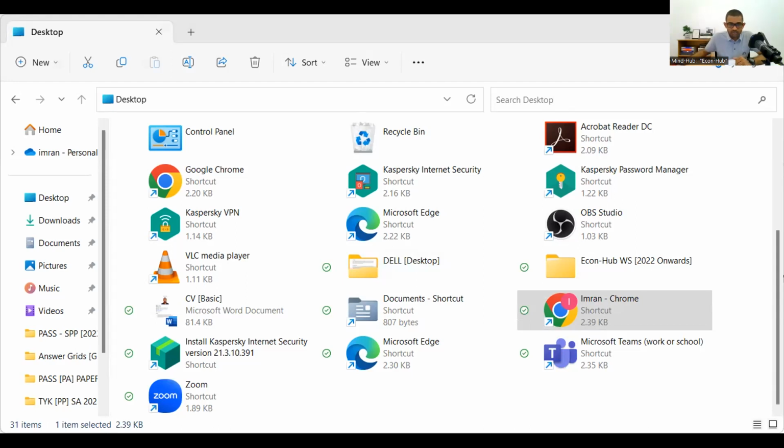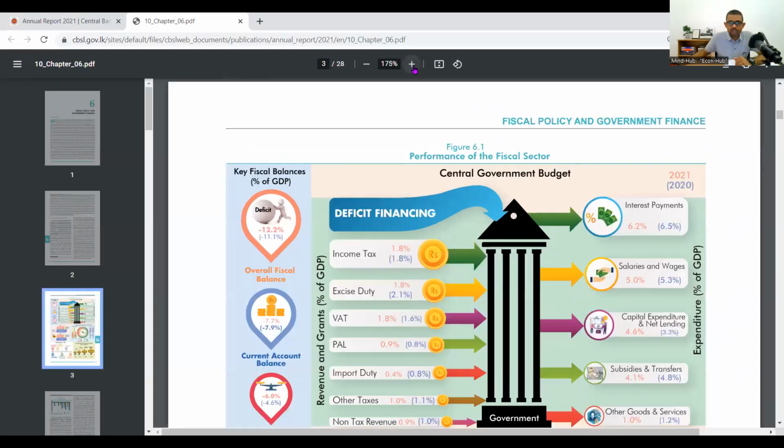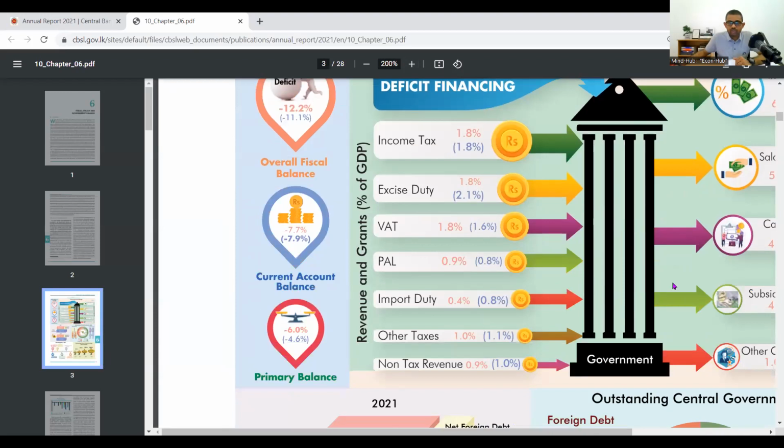can you guys see this or am I in the wrong screen? Right, can you guys see it now? I'll zoom in a bit. Can you see it clearly? Yeah, come on, quick response.